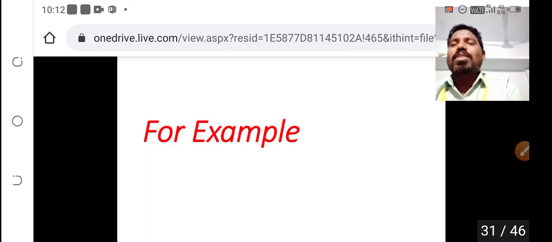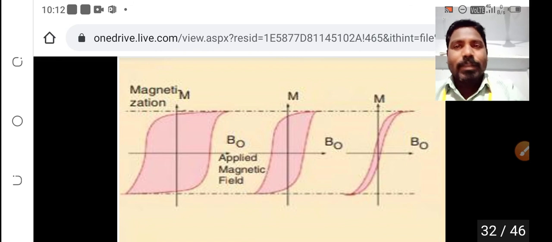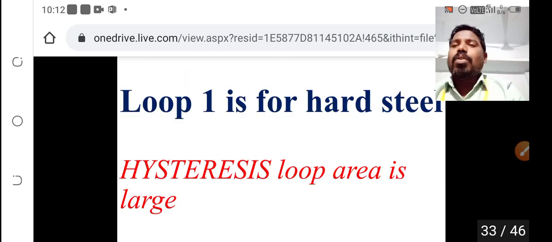Let's see what that is. For example, you can see the figure. This is the entire figure, with loop 1, loop 2, and loop 3. The vertical axis is the magnetization, and the horizontal axis is the magnetic field. For loop 1, that is about the steel material, hard steel material.